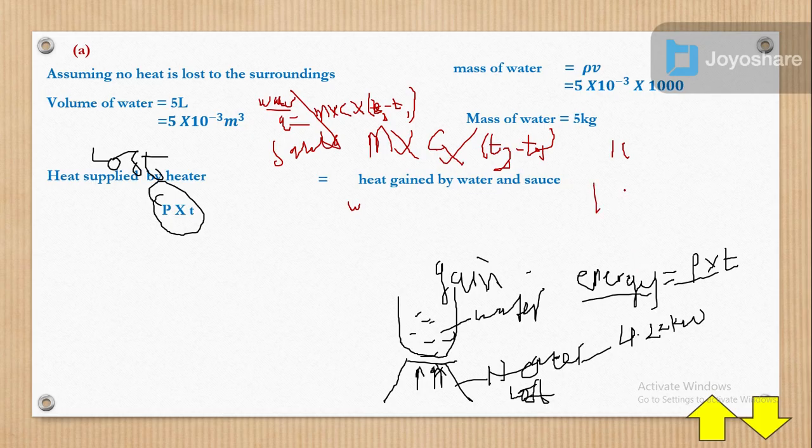Then for ice, please, whenever you say ice, it is the mass times L, whereby L is the latent heat of fusion. Latent heat of fusion. In fact, we got it here.